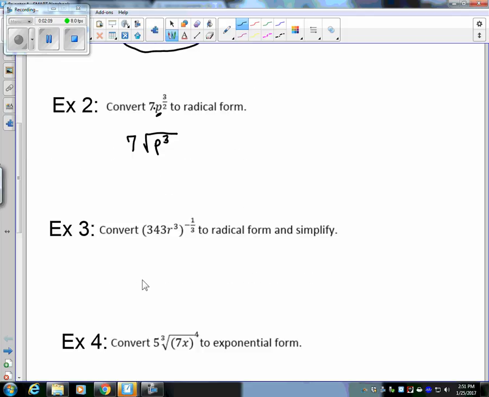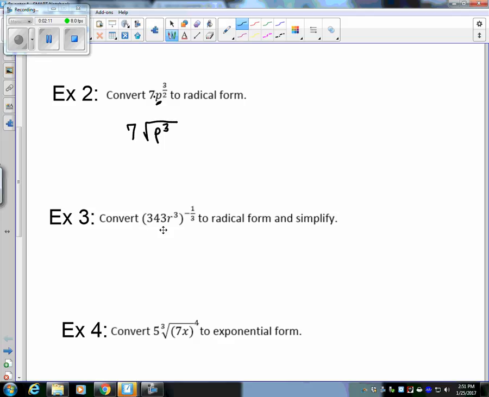Example 3. Now we are going to convert 343r to the third raised to the negative 1/3. So the first thing with exponents is, if it's a negative exponent, we're going to drop this in. Everything that's getting raised to that negative exponent, right now it's in the numerator. This all could be over 1. We're going to move it all to the denominator.